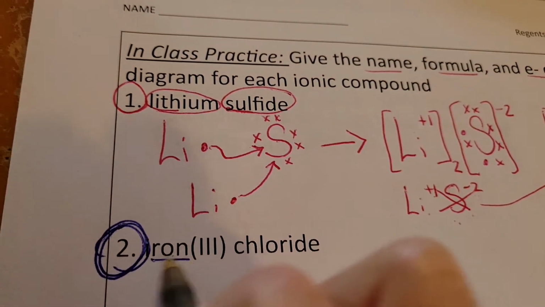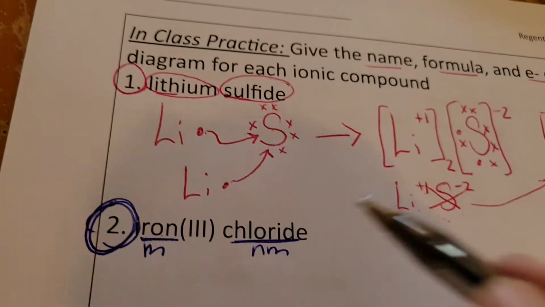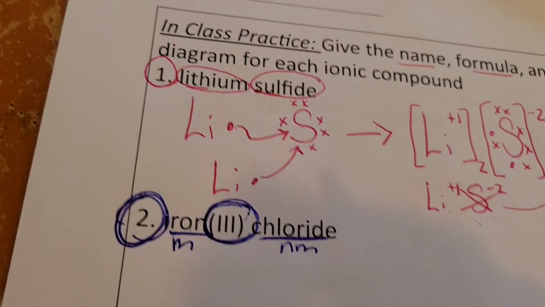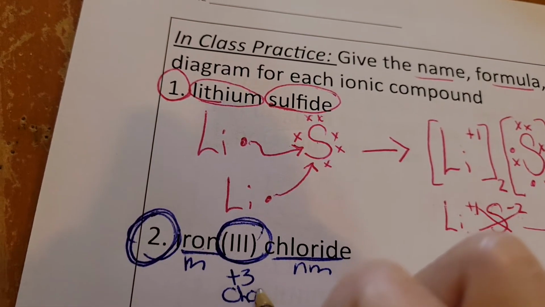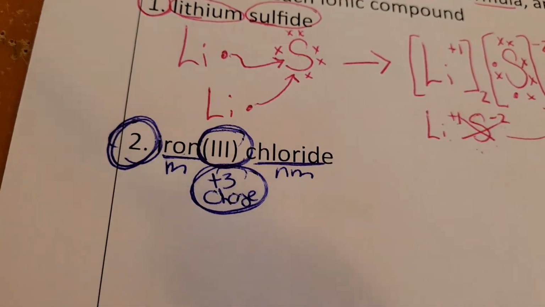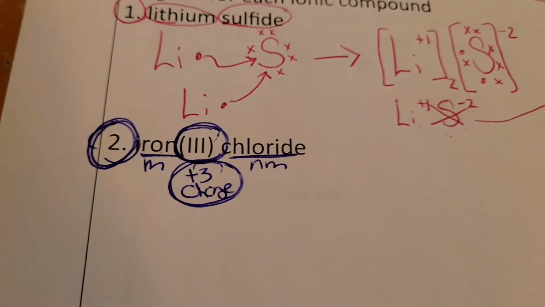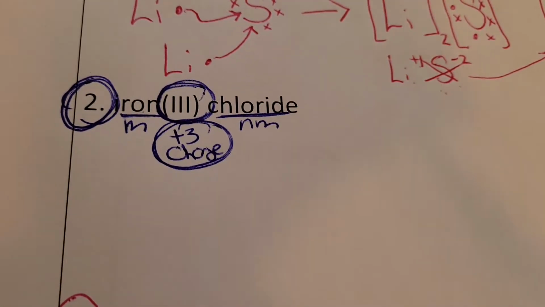So we still have our metal for iron, our non-metal for chlorine. This Roman numeral 3, remember, tells us that we're talking about iron with a +3 charge. So it doesn't mean that there's 3 iron, it means that it's iron with a +3 charge. Okay, so I can start off right away doing the formula first if I want to.